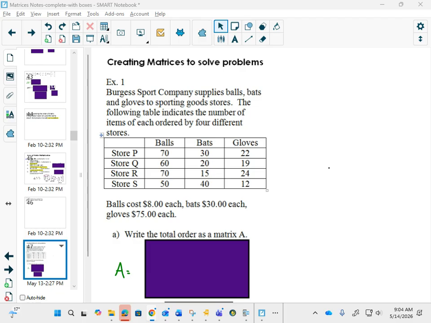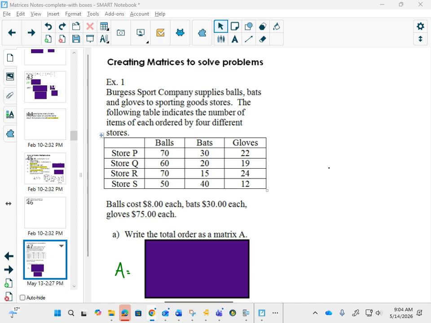So here we've got 4 stores. You must be the supplier for all of these stores, and they want to buy balls, bats, and gloves because they're all baseball stores. Or maybe you own a Sport Chek and these are 4 different Sport Cheks across the city or across different cities. And they need these things and you need to charge each store for how much they get.